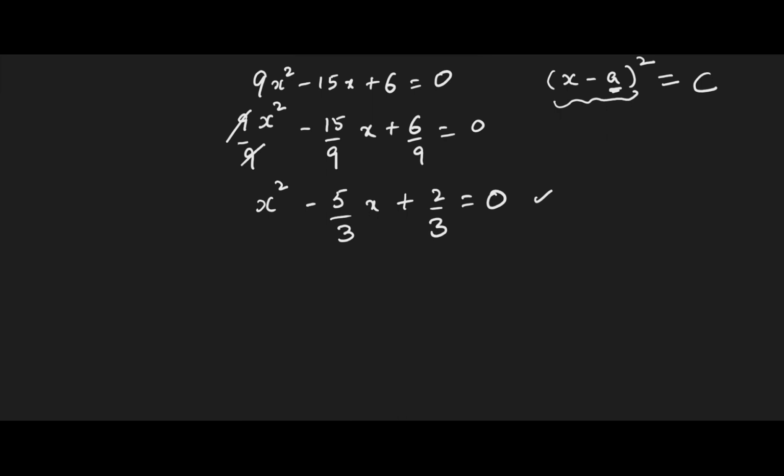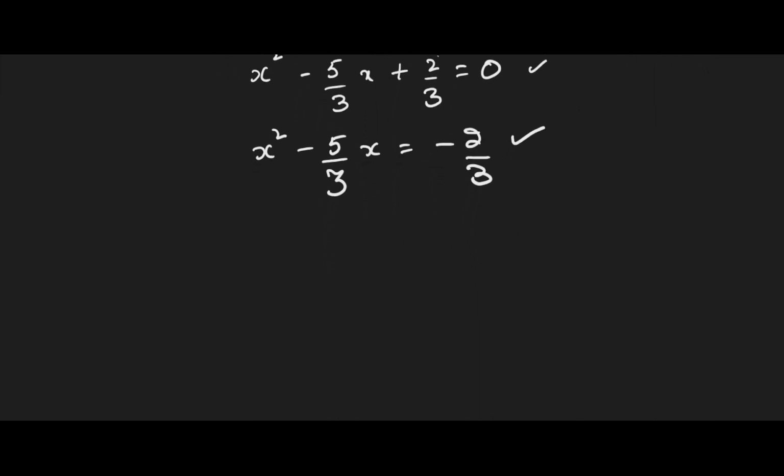Okay. Now the next step is move the constant term to the right hand side. Okay. So this was our second step. So we are reaching nearly this kind of an equation. On the right hand side, we have the constant term, but on the left hand side, we still do not have a whole square, a perfect square.